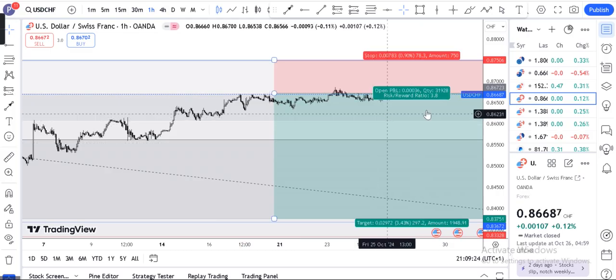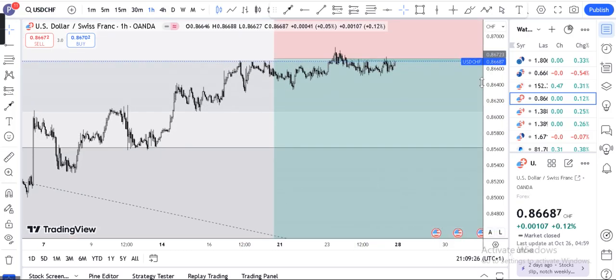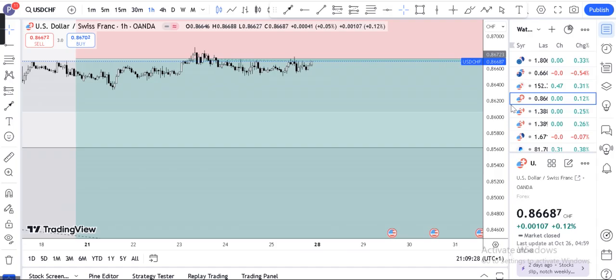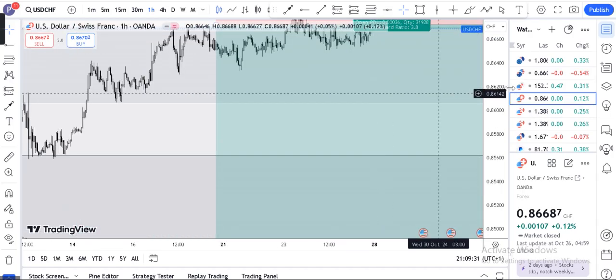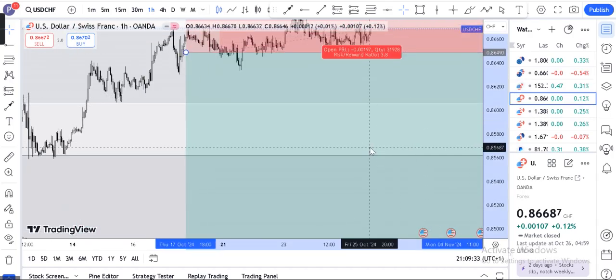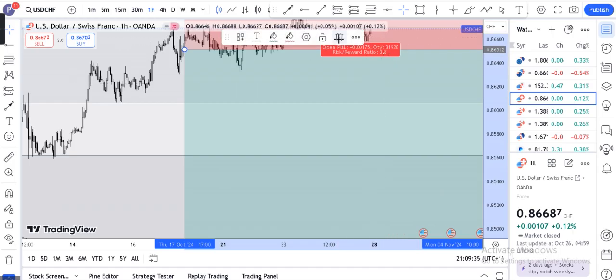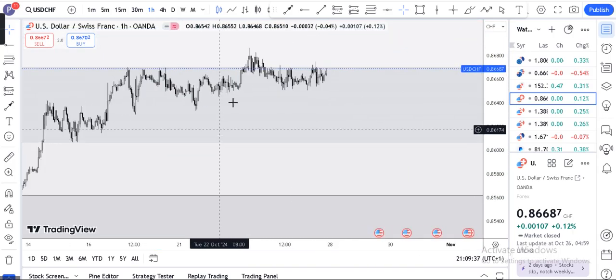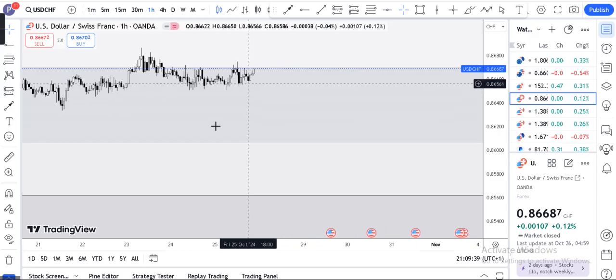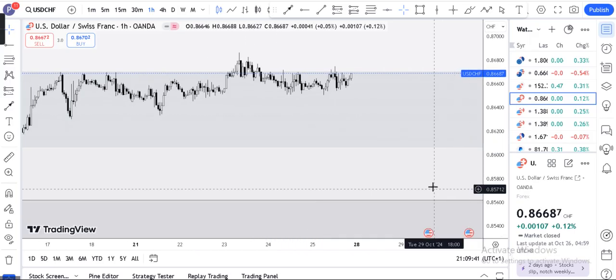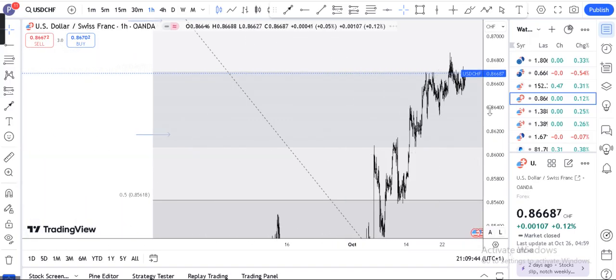Now we'll go to the smaller time frame. It becomes clearer. Another thing a lot of you can do is to come down to this smaller time frame and look for the structure of the market. Now let me get something straight.